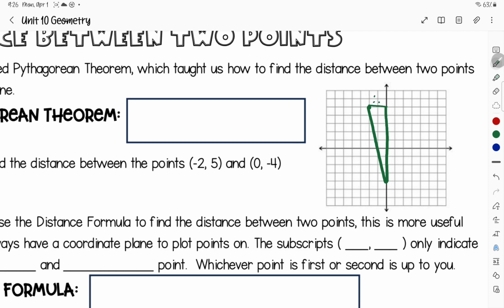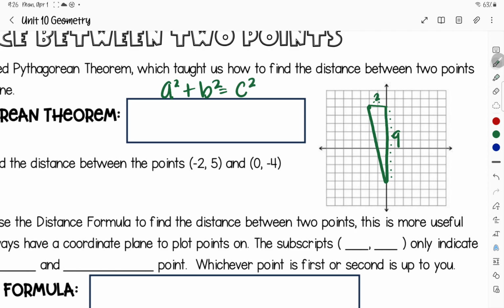So this one right here is 2. And this right here is 1, 2, 3, 4, 5, 6, 7, 8, 9. And then we use the Pythagorean theorem, which is a squared plus b squared equals c squared. Let's write it up here. A squared plus b squared equals c squared.